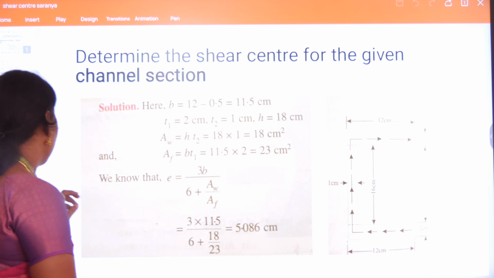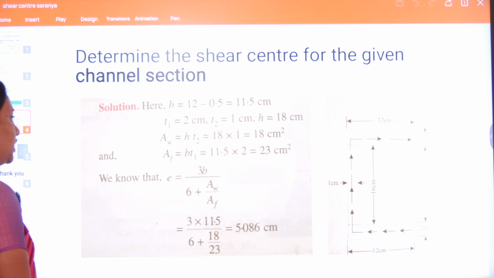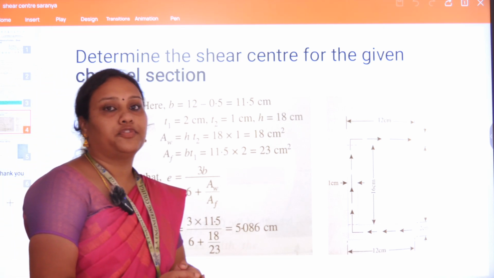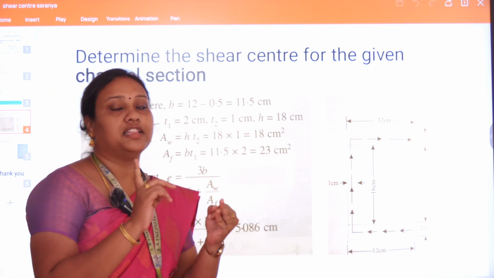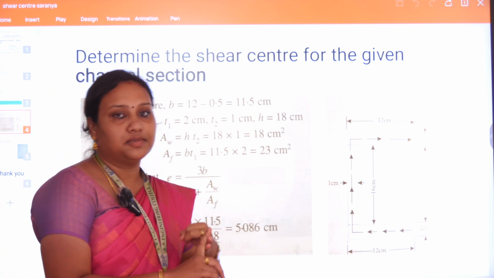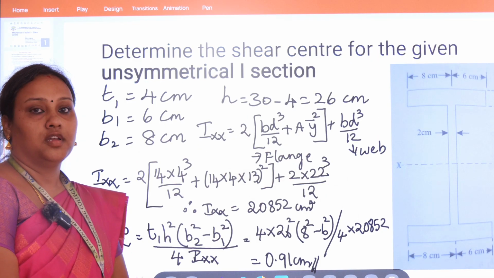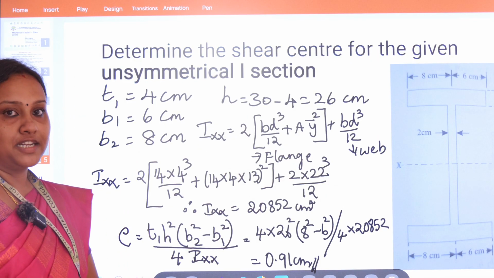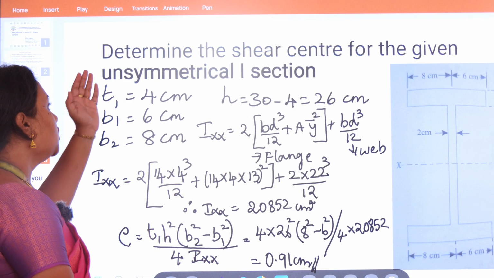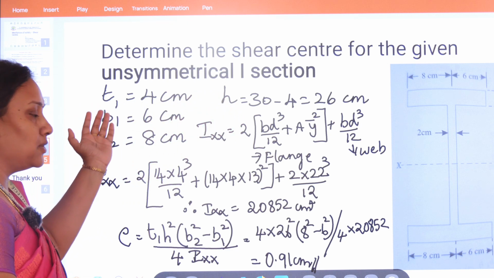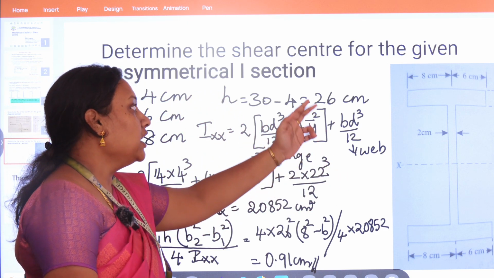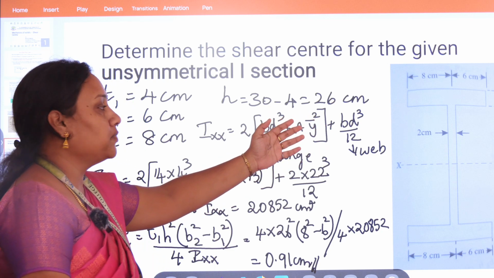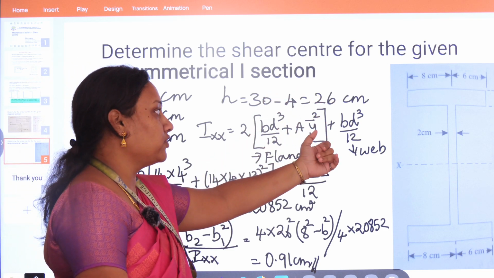Clear? So we'll move on to another type of question that is frequently asked in GATE. The first question was the channel section and the second question will be based on the unsymmetrical I section. For example, to determine the shear center for a given unsymmetrical I section, they've given the diagram with the dimensions of the web and the flange.